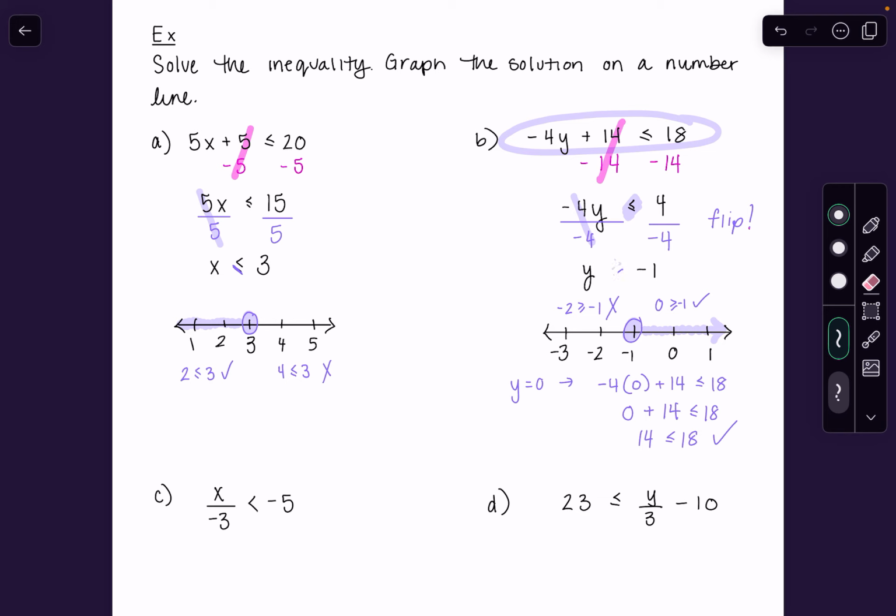What would happen is if you didn't flip, you kept the inequality the same, you would see that in this case, negative 1 is my biggest thing. That would indicate to me to shade over here. But if I plug in 0, it works. Well, that means I did the opposite side. So this is where I can catch that I made that mistake and forgot to change my sign flip.